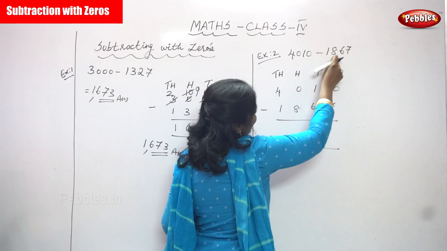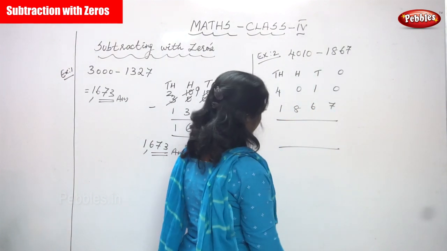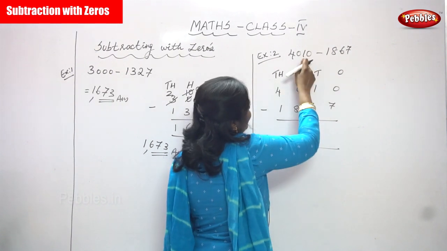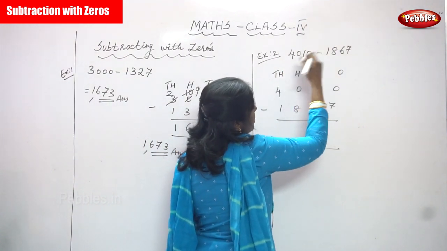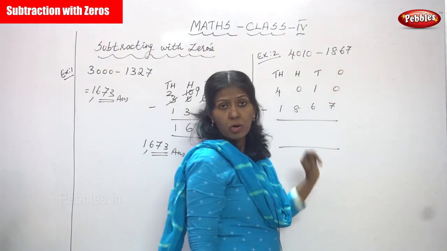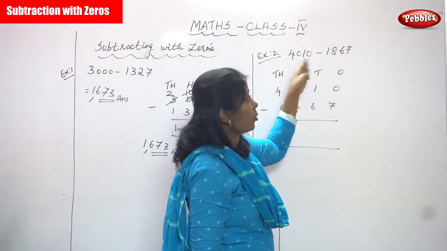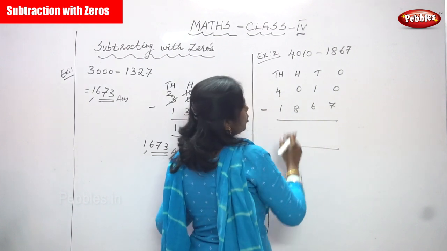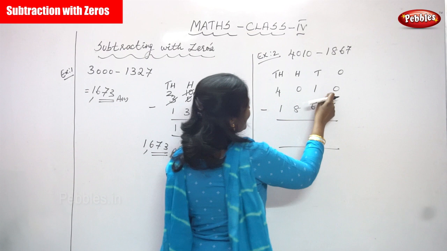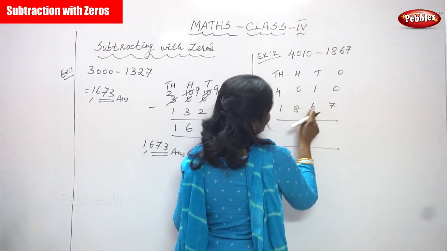4010 minus 1867. So again you have to write the place value first. Ones, tens, hundreds, thousands for the first number, and the same for the second number. How many digits? 4 digits. So you have to write the place value according to the number.